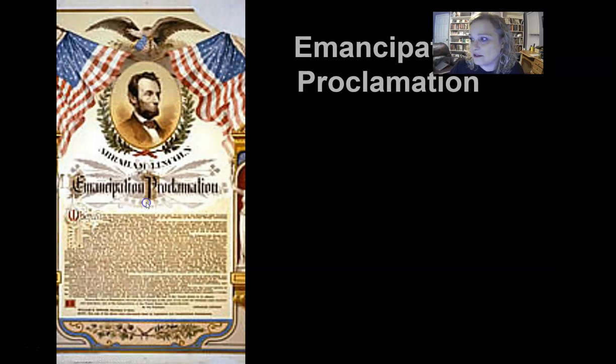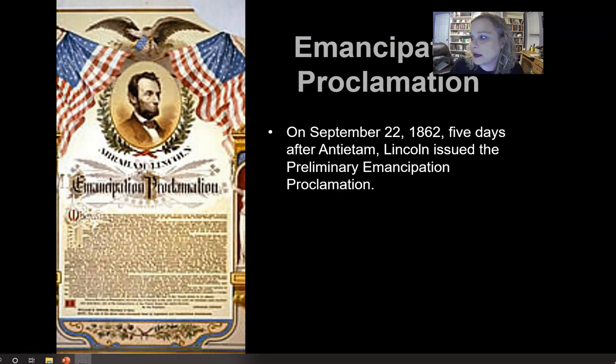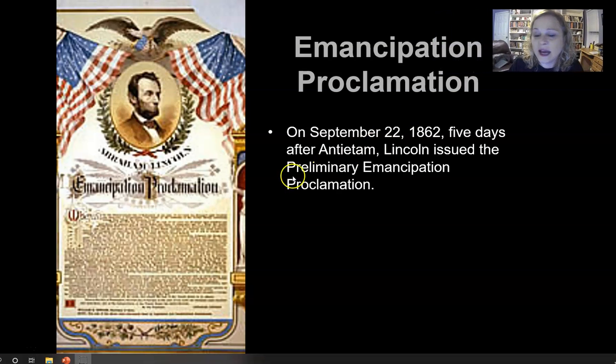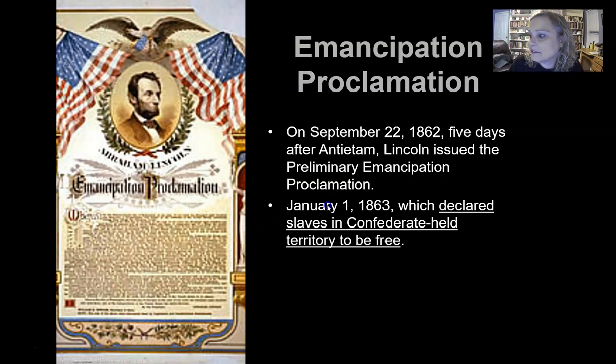Okay, and so 5 days after Antietam, on September 22nd, Lincoln issues the Emancipation Proclamation that declared all slaves in Confederate-held states would be free. Okay? Now, it's important, and we're going to look at the wording on this. He did not free all the slaves. Remember those border states we looked at? They had fewer slaves than the Deep South did, but they had slaves. So those slaves in the border states were not free because they were not technically out of the Union.